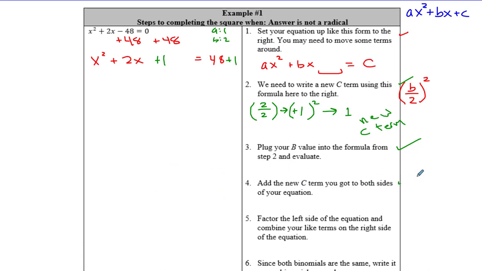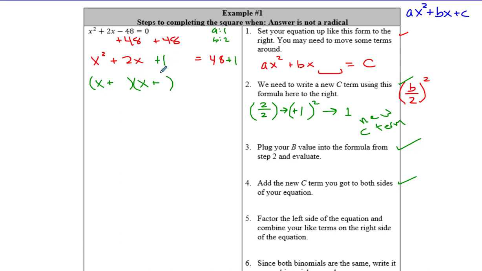That's step 4. Check. Now it tells me to factor the left side of the equation and combine your like terms on the right side of the equation. So let's go ahead and pull back our factoring skills. Remember, if we have a plus plus, we're going to need 2 binomials that are plus and plus. And we need 2 values that multiply to 1 that add up to a 2.